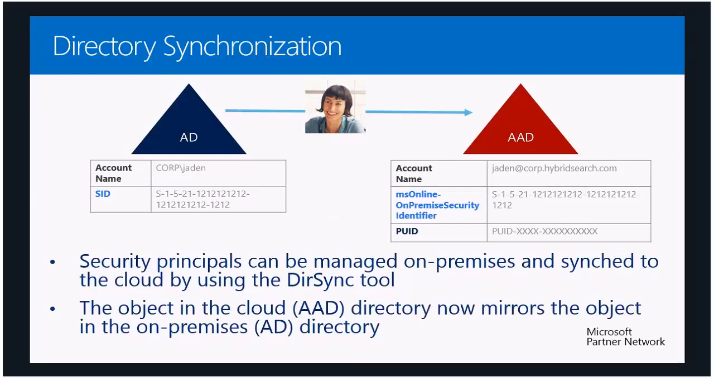Talking about directory synchronization: think about a user, Jaden. This user is located in the on-premises AD. It will synchronize the user attributes into Office 365. More importantly, there is the SID, which is copied into Office 365. They will use these two IDs to match the user from Office 365 and the local Active Directory.